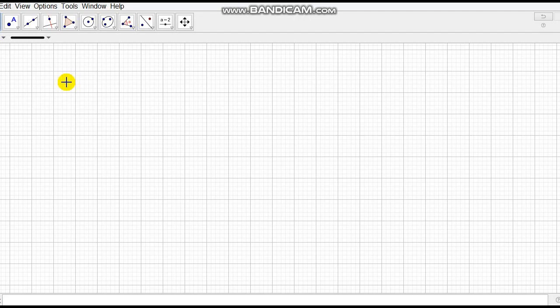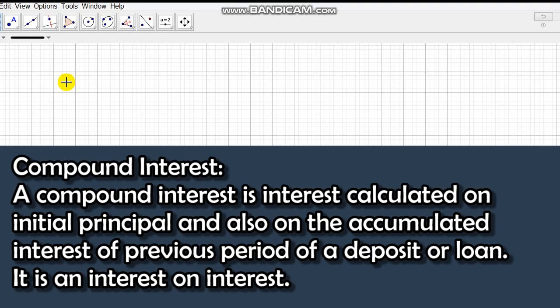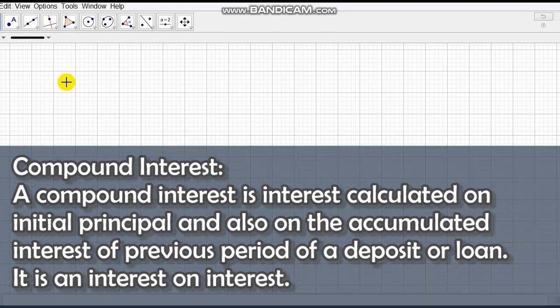Hey everyone, today we're going to discuss compound interest. Now, compound interest is interest calculated on the initial principal and also on the accumulated interest of previous periods of a deposit or loan. It is also called interest on interest.